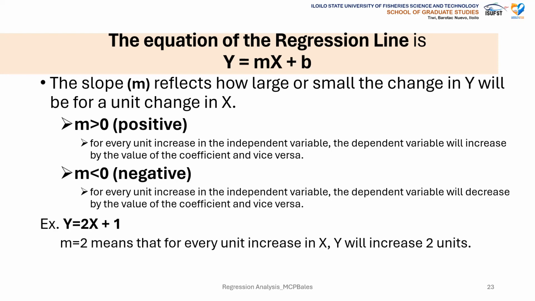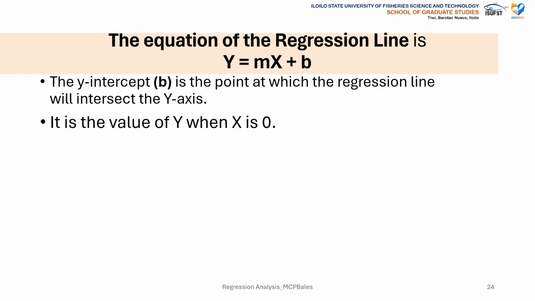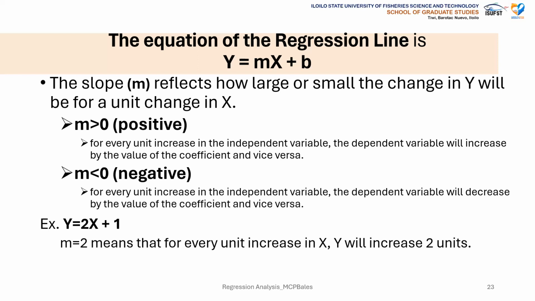For example, if y equals 2x plus 1, you could see that m here is equal to 2. This means that for every unit increase in x, there is an increase of 2 units or of your slope. But if it is negative 2, y equals negative 2x plus 1, for every unit increase in x, y will decrease by 2 units. So careful.